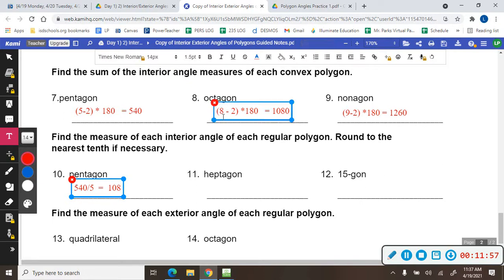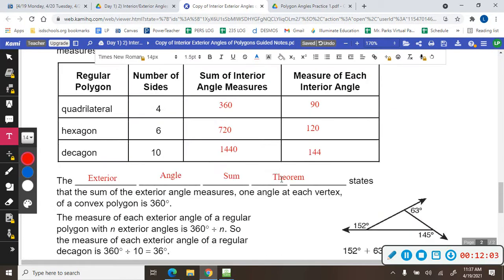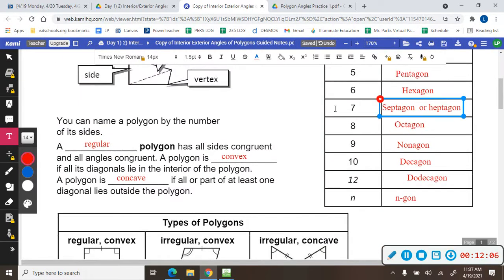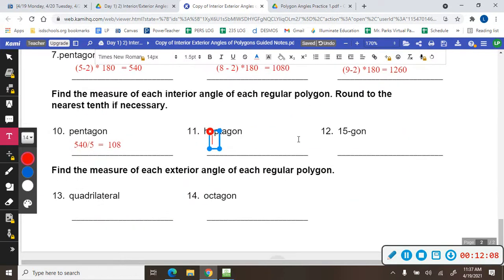Heptagon, it almost tricked me. Heptagon, I have to find the measure of all of them. So I'd have to take heptagon, I think is 7. Yep, heptagon 7. So I take 7 minus 2 times 180. See what that is? That's 5 times 180. 900. And then I have to take 900 divided by 7. And 900 divided by 7 is 128.57 degrees.